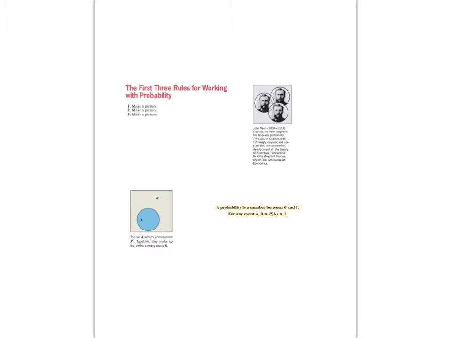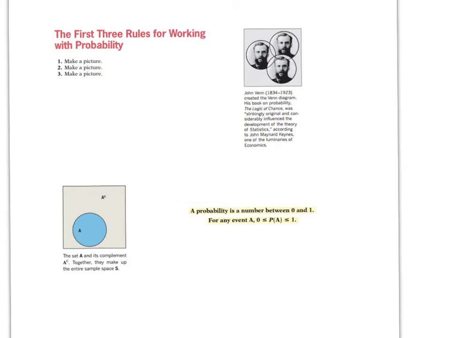Alrighty, so now we are getting into the rules for probability. We're going to talk about Venn diagrams a little bit more with probability in general, but you should always try to draw a diagram if you're not sure what's going on.